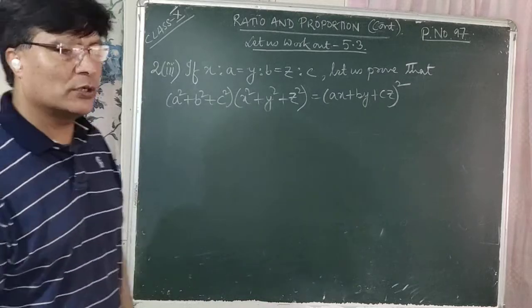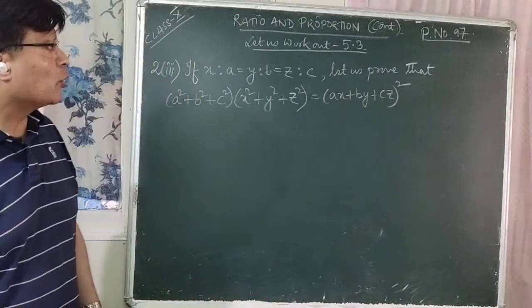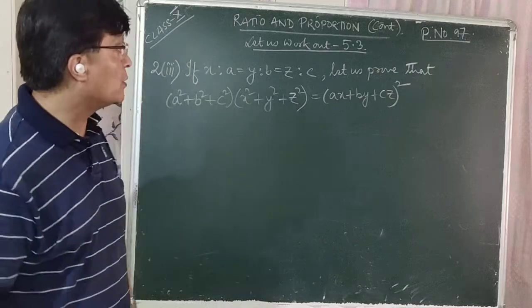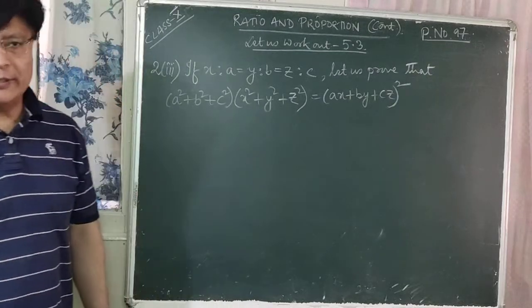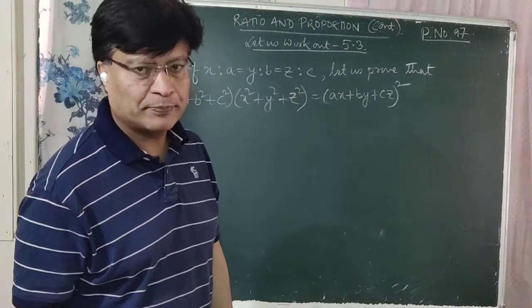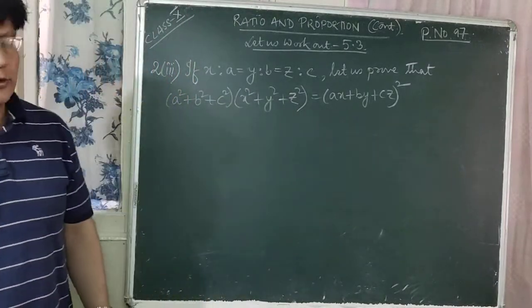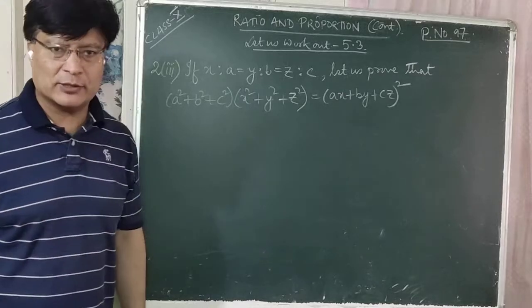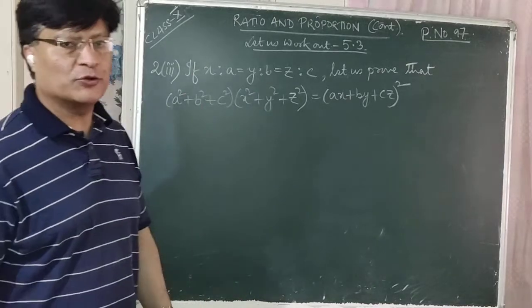The topic is ratio and proportion. In the last online class also we were doing the same topic, that is ratio and proportion. So let us work out 5.3. In the last online class also we were continuing the same exercise, that is 5.3.